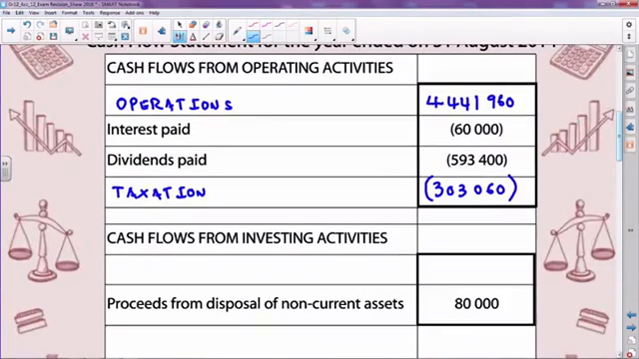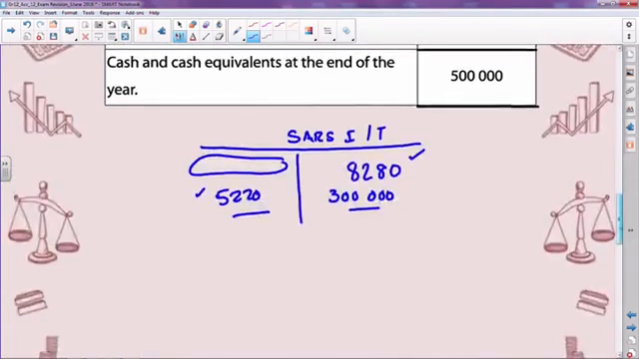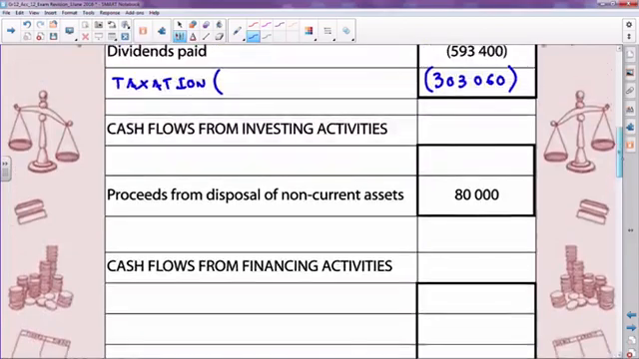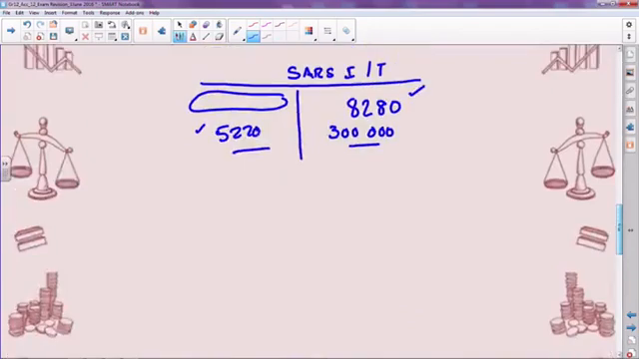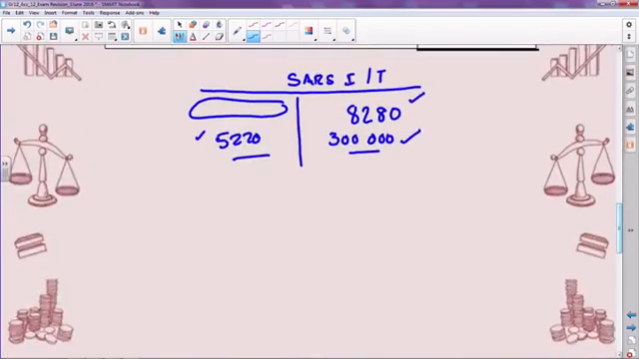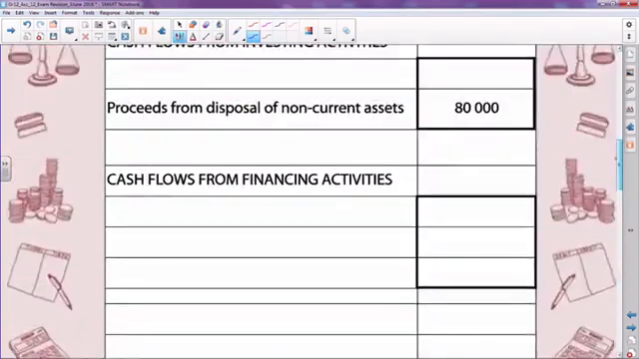Now, we expect you to show calculations. So if you want to show it in this way, by all means do that. What is it? It's your 300,000 plus 8280. Clear? Can you see where it's coming from? 300,000 plus 8280 minus 5220.